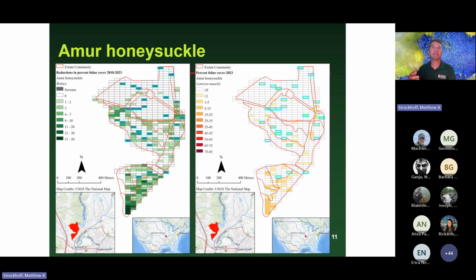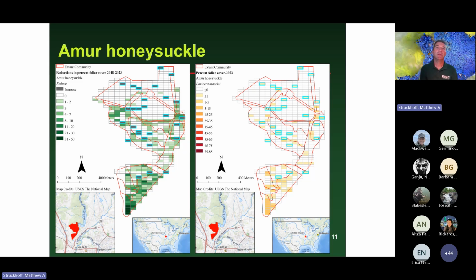Alternatively, we can look at how much we've reduced from our starting conditions. On the left-hand side, we're looking at reductions. Darker colors tend to indicate where we have reduced the abundance of a particular species, in this case, bush honeysuckle. And those that are highlighted indicate where there's been an increase. So maybe we missed some, maybe there's been some new population established. Maybe it's a question of just the sampling and the quality of the data that was collected in one year or another.